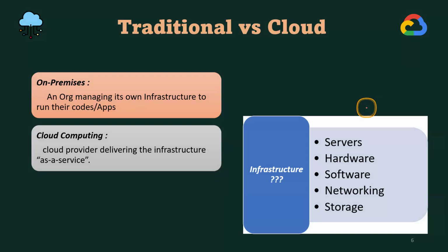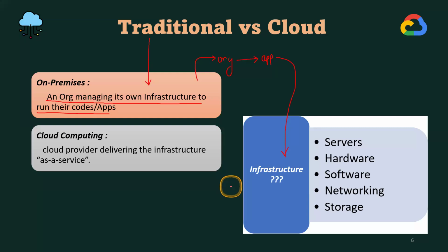In an on-premises or a traditional working model, an organization has to manage its own infrastructure to run their code or application. That's what we have seen. If an organization wants to create their application, they have to maintain the entire infrastructure. What does infrastructure mean, sir? It can be a number of servers, hardware, software, networking, storage. They have to manage the entire thing. So that's what we call the traditional working model, where the organization manages its own infrastructure to run their applications or code.